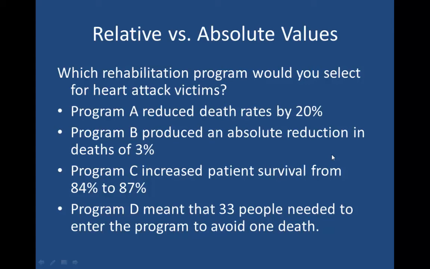Which of these do you think would get the most attention if you were going to put it in the newspaper? Well, this isn't very catchy, is it? This isn't very catchy. This is pretty significant. You put 33 people in the study to prevent one death, but this is what a lot of authors will choose to report. And we said, if you're given relative risk ratio or relative risk reduction, you are able then to calculate absolute risk, and if I have absolute risk, I can do number needed to treat.